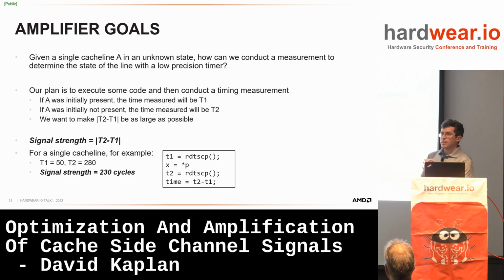So the problem statement here is we've got this one cache line. We want to know the state of it, but we don't have a high precision timer. So how are we going to figure it out? In all the techniques I'm going to show, the idea is that we'll start with that cache line, run some code, and do a timing measurement. If the cache line was present, we get one result. If it was not present, we get a second result. We want the difference to be as big as possible. In the naive, straightforward code I showed before, we have a signal strength of a little over 200 cycles. Not great.